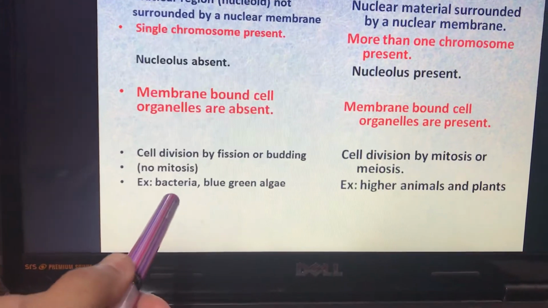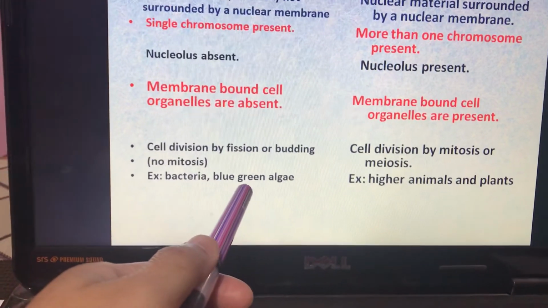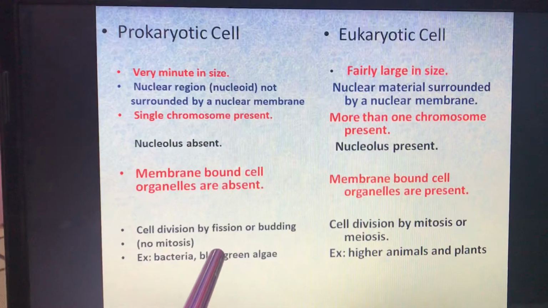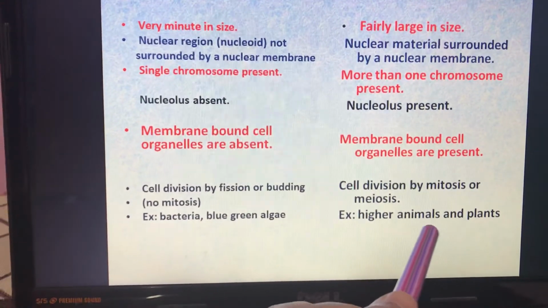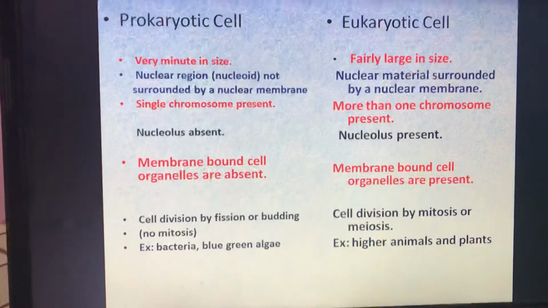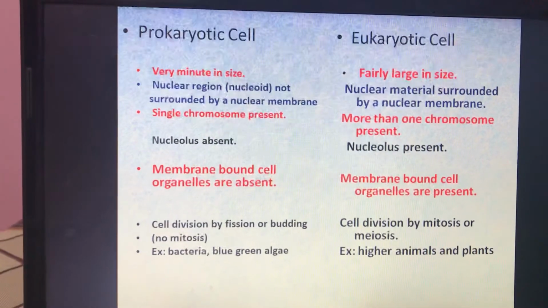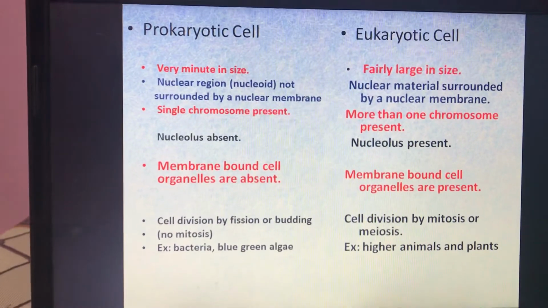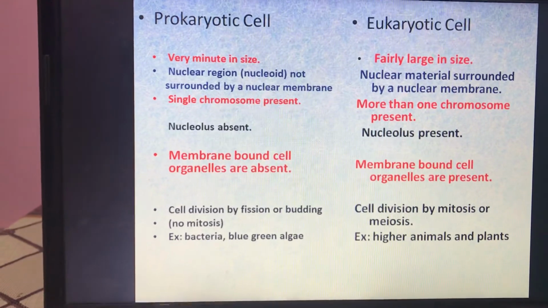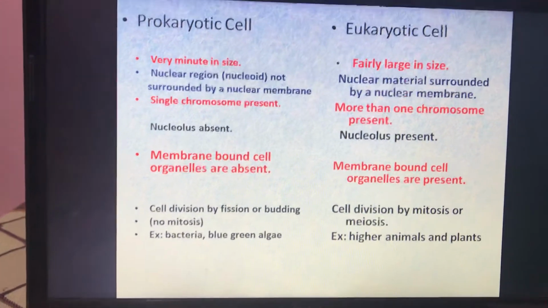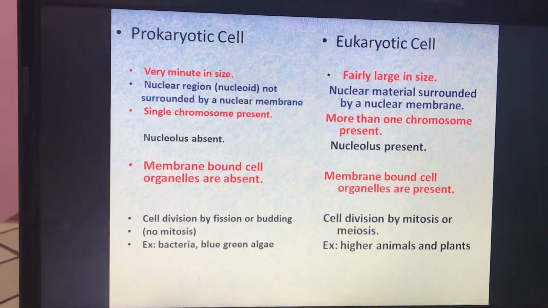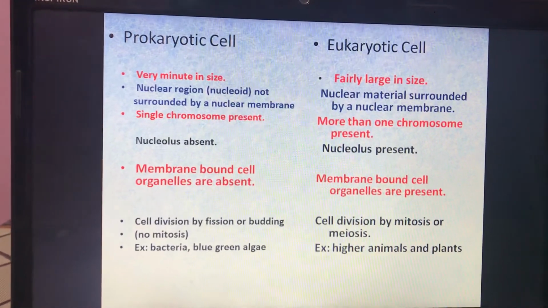Examples of this: some bacteria and blue-green algae contain prokaryotic type of cell, and the higher animals and plants contain eukaryotic type of cell. Okay. So this is all about this chapter, the fundamental unit of life, right?